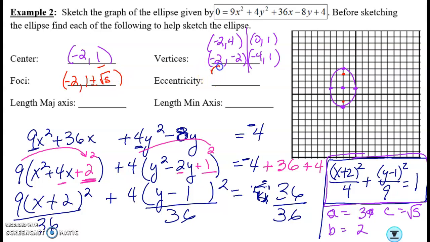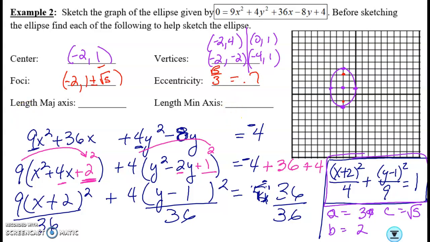Eccentricity, that's your c over a. So the square root of 5 over 3, whatever that decimal is, if you want to figure it out, you can. Square root of 5 divided by 3 is about 0.7-ish, so it doesn't look very much like a circle.